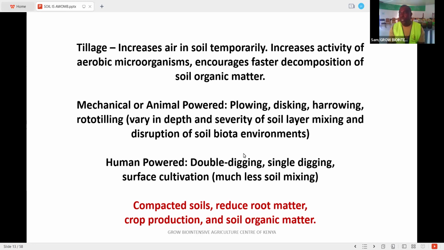The other ways that we can increase soil air is by adding manures. You can also balance the water in the soil, so that again helps to increase soil air. So three methods: tilling, manures, and balancing water. That will increase the soil air.